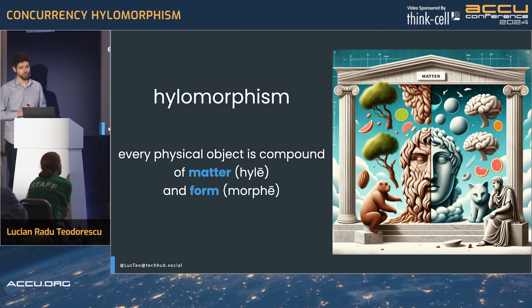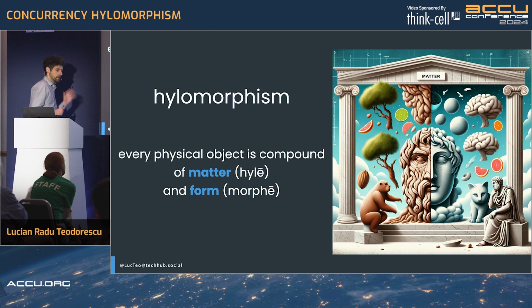This comes from Aristotle, and it's the theory that says that every physical object is compound of matter, hyle, and form, morphe, right? And he uses that theory to describe composition, how things compose in the physical world. He describes that the whole needs always to be bigger than the parts.